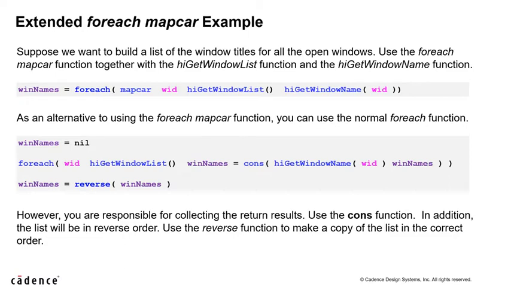Now as an alternative to foreach mapcar, let's say we didn't know about the existence of foreach mapcar and we just knew about foreach. We could still do this. We would be, however, responsible for collecting all of the return results. And in order to collect them, we would use, in this case, the cons function, which adds elements to a list. So in addition, and this is I guess somewhat trivial, but it would be in reverse order. So if we wanted to be in the original order that we had the original list, we would use the reverse function at the end to make a copy of the list in the correct order. So this example, we have to set our list initially to nil.